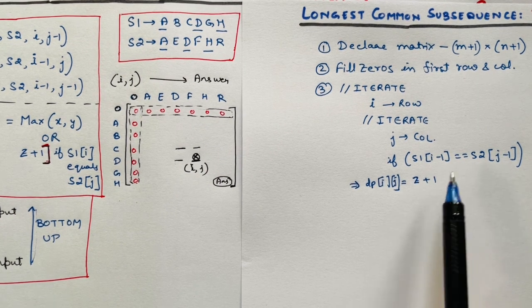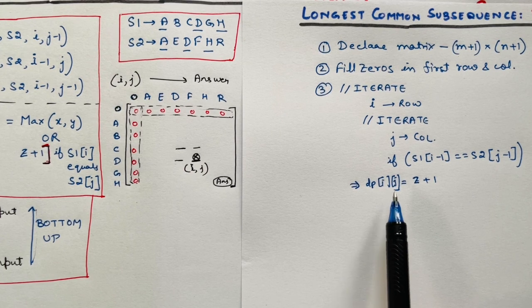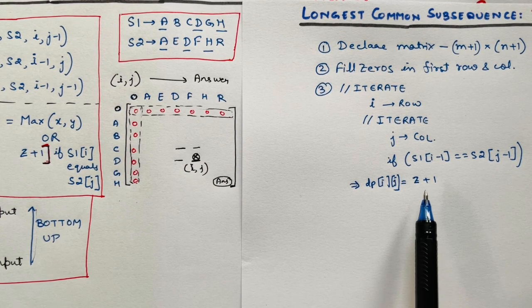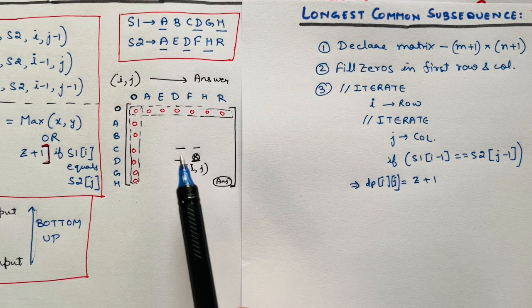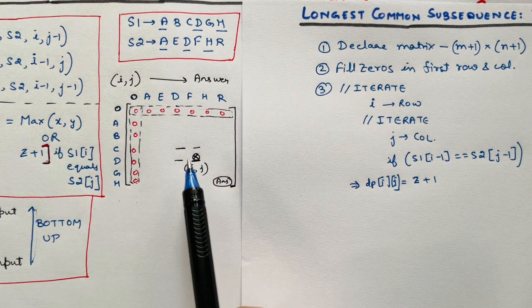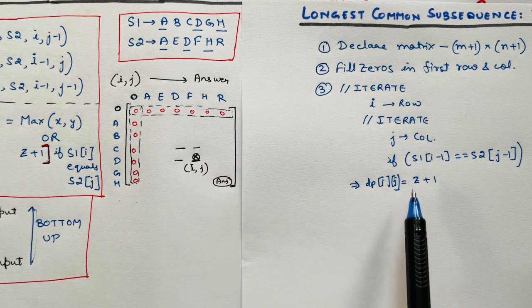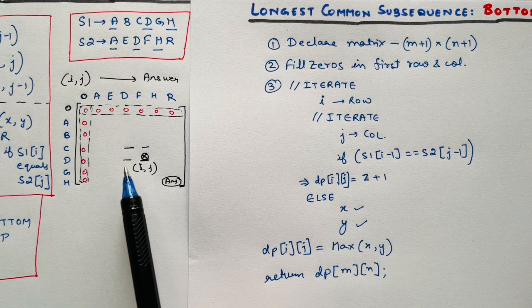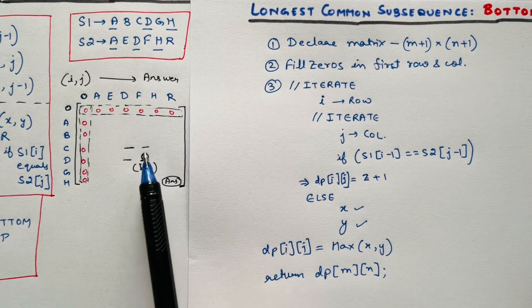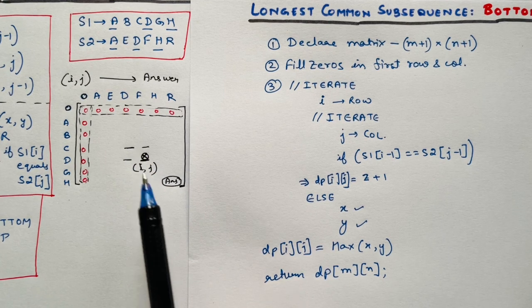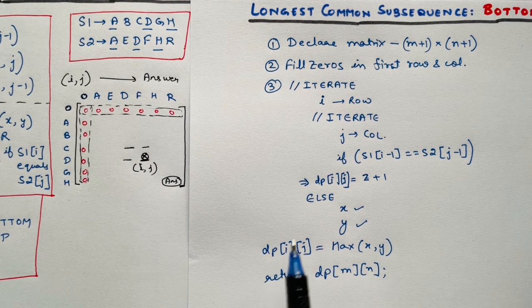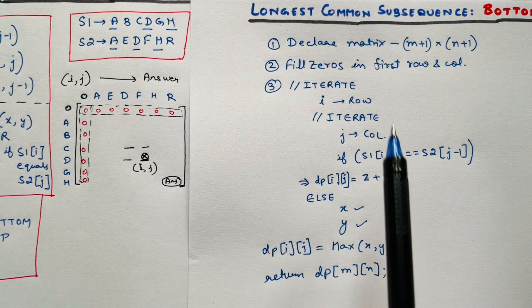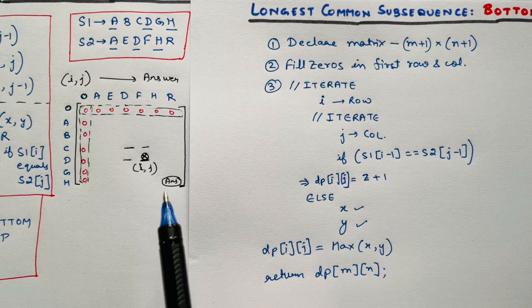If it is true, then for filling at position I, j, we simply have to do z plus 1. Z is nothing but the value at I minus 1 and j minus 1, which is just the diagonal element. So we can fill this. Else, we can get the x, which is the value at the left column. We can get the y, which is at the top, and we can get the max of the two. The max of the two will be the value at dp[i][j]. And in this manner, we will iterate and fill values for all I and j. And we'll return our final answer dp[m][n].